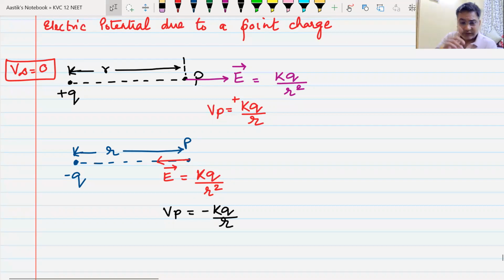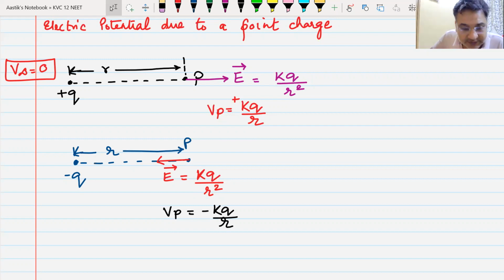In both of the cases, we have assumed that the potential at infinity is zero. Do we understand this? Yes or no? Well, we begin our journey today now.